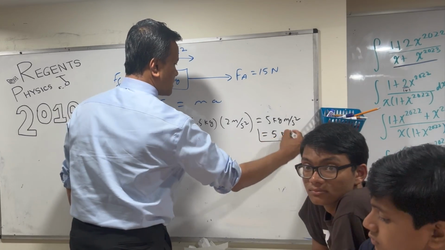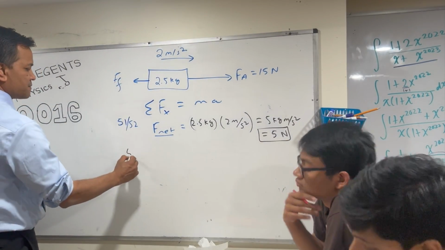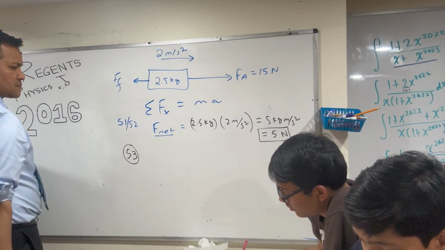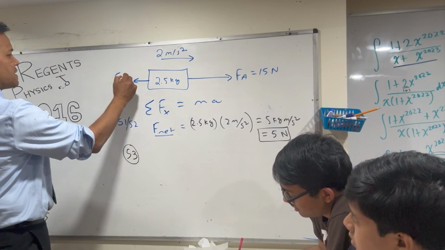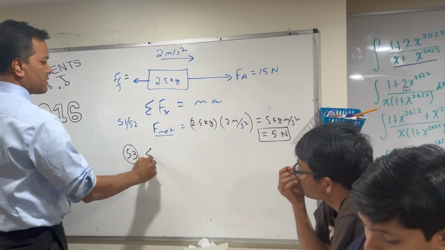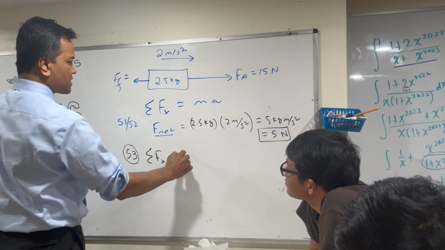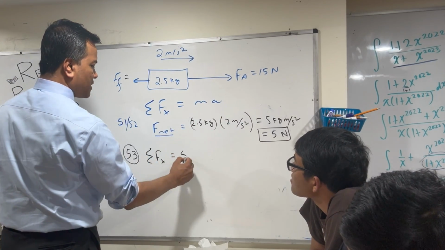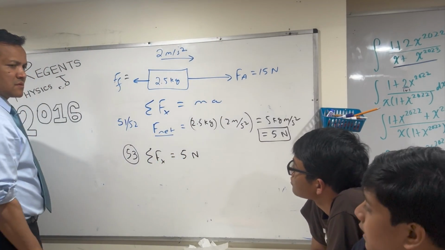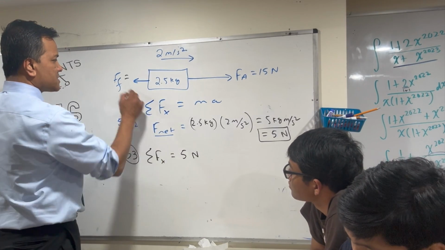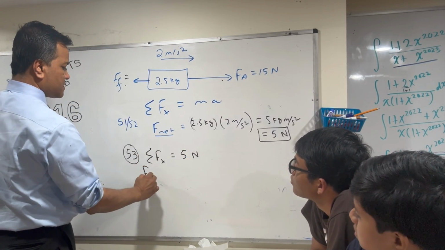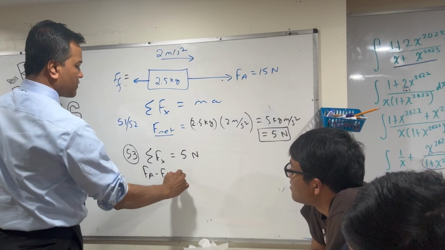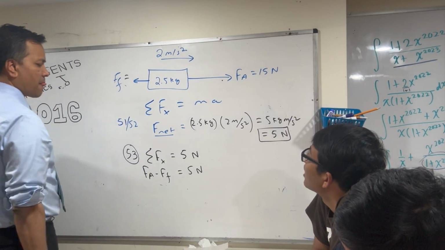Yeah, that is right. What is then 53? Determine the force of friction on the box. Okay, so you want to find this force of friction, right? Again, net force in the x direction is equal to Fa minus Ff, which is ma, and which is 5 newtons, right? Okay, how many forces are acting in the x direction? Two. Fa minus Ff is equal to 5 newtons.